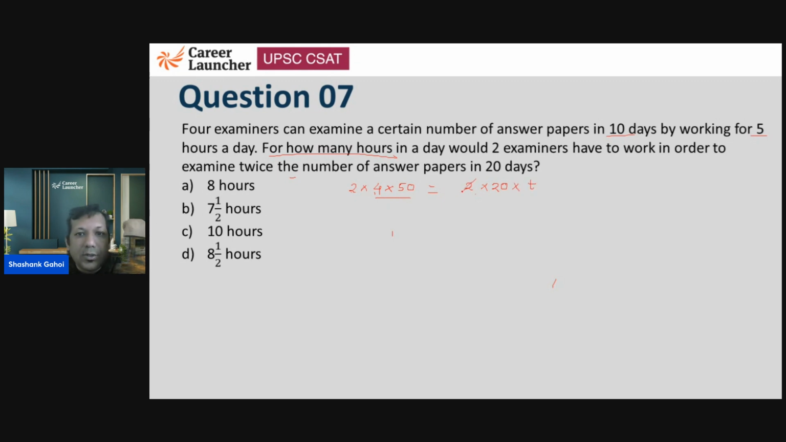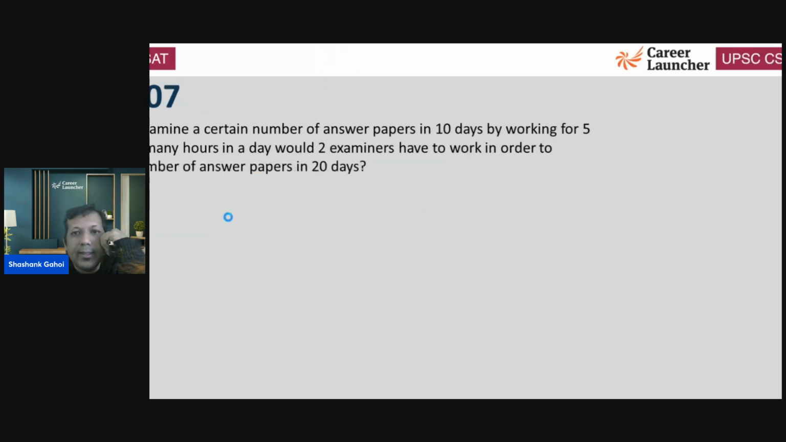So now let's solve this. This cancels out. This is going to be 200. 200 divided by 20 is going to be 10. So the answer to this question is going to be option C, that is 10 hours.